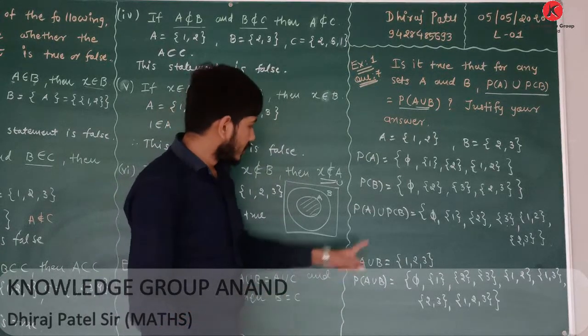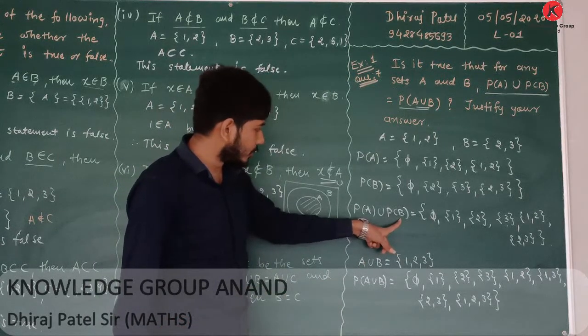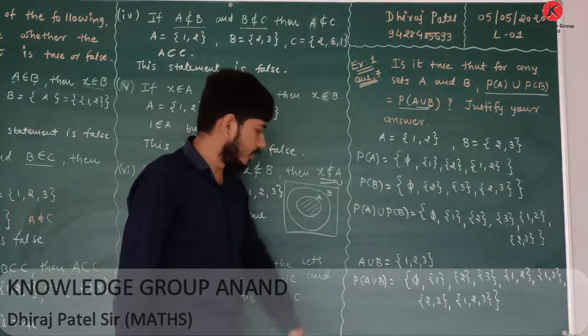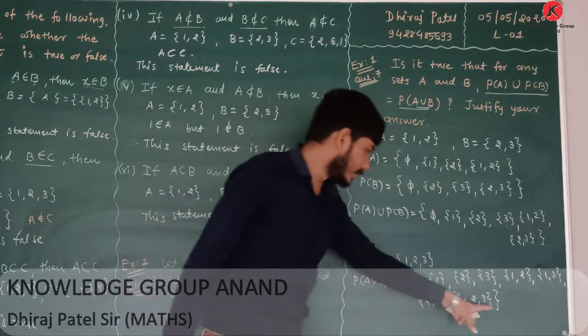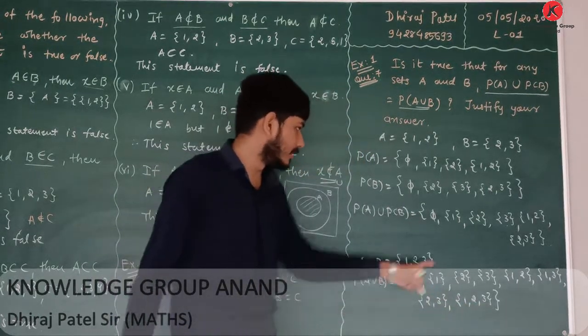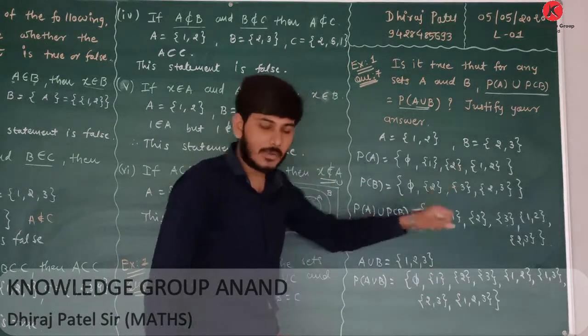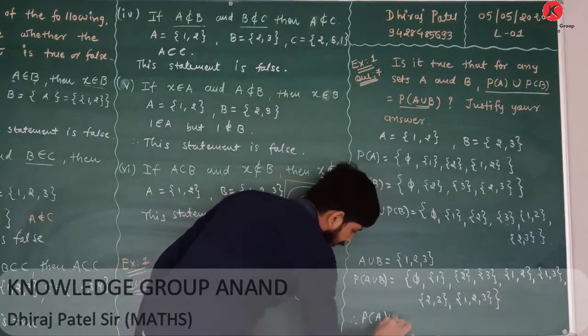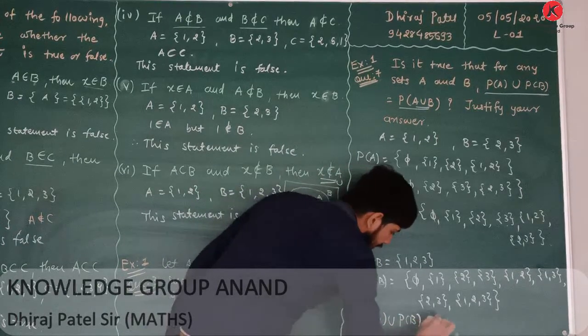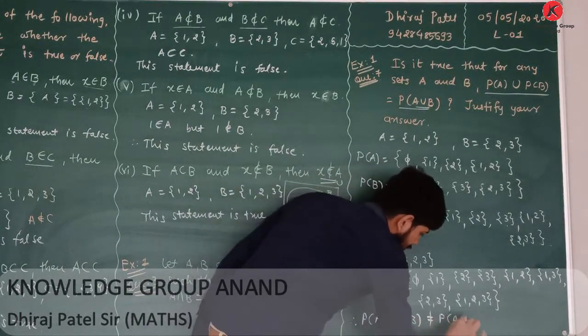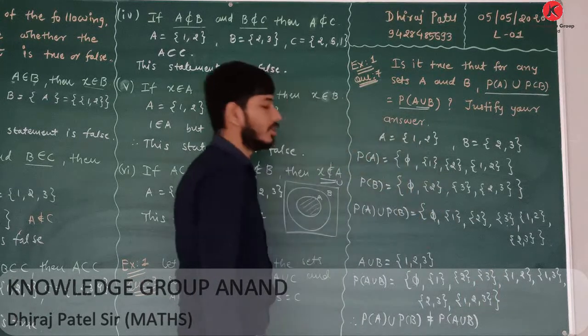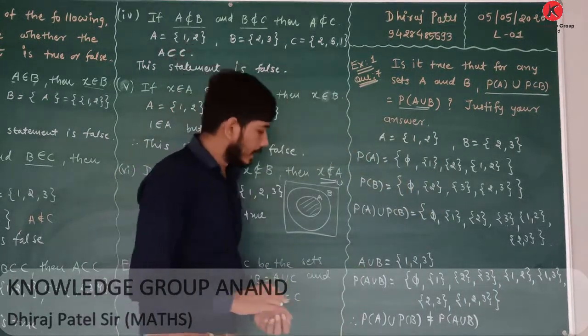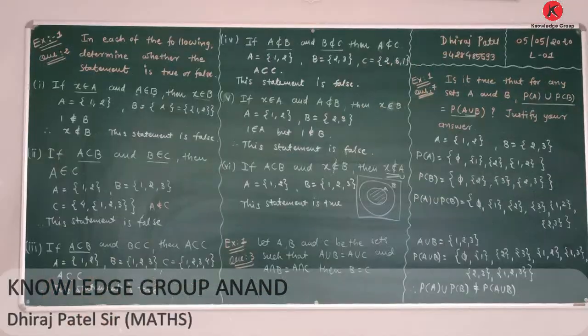Now check it out. Are the power set of A union power set of B and the power set of A union B equal or not? See here, this element is in this set, but this is not in this set. Therefore, we can say that power set of A union power set of B does not equal power set of A union B. Clear? Last statement, do think about it.